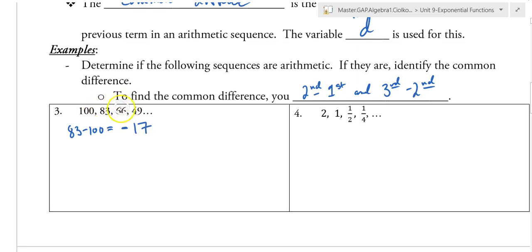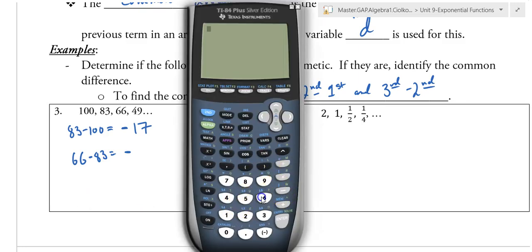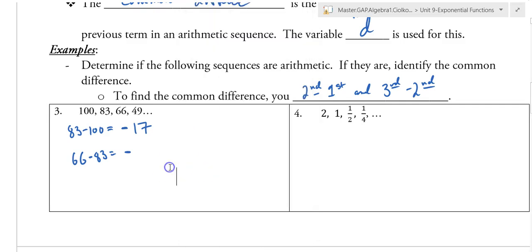Third minus the second, so the third term, that's 66 minus 83. Here I also will get negative. Let's check here. Again, you can use GeoGebra for these calculations. Negative 17 again. So, since I found the same number twice, my d is equal to negative 17. And yes, it's arithmetic, because we're doing that same thing. We're adding negative 17 each time.